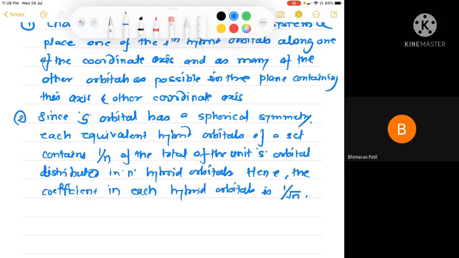These are the primary requirements to construct the wave functions for hybrid orbitals. Next time, we will discuss constructing the wave functions for sp hybrid orbitals. Thank you so much.